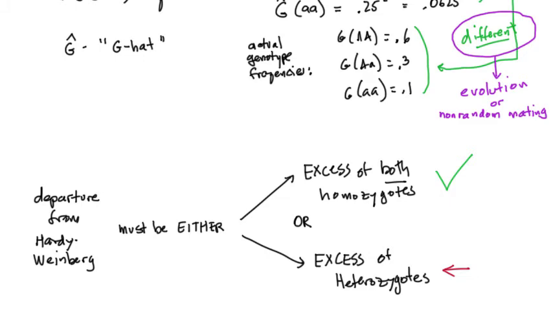As we said before, there are two ways in which a population can deviate from Hardy-Weinberg. You can either have an excess of homozygotes, or you can have an excess of heterozygotes. If you find a departure from Hardy-Weinberg, the explanation that you propose to explain it must be consistent with the kind of departure that you're seeing.